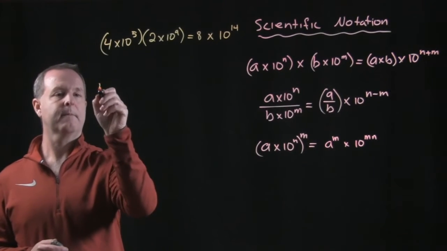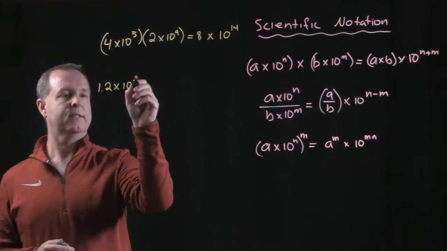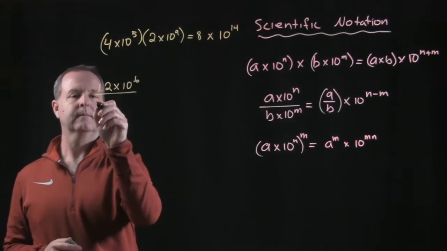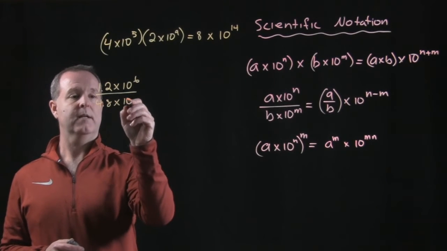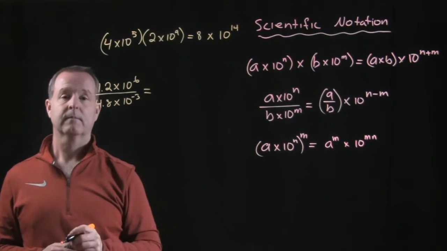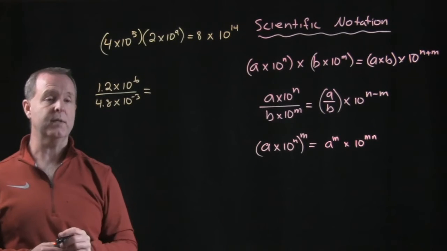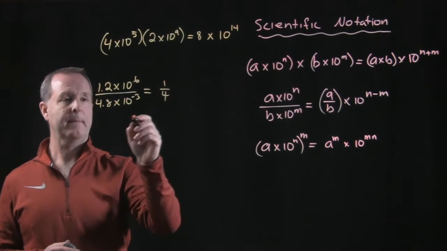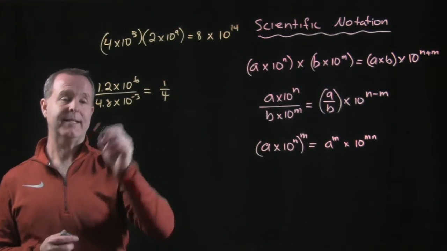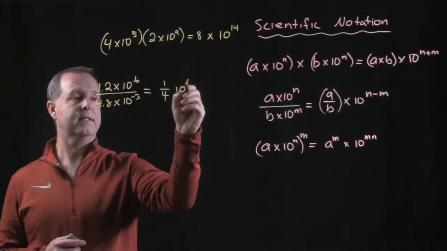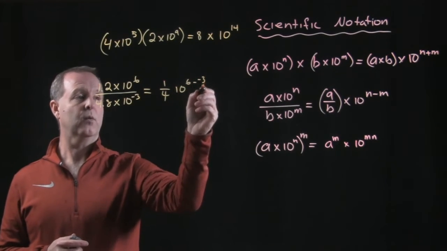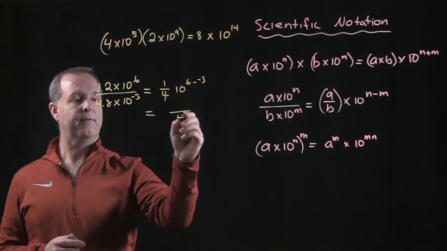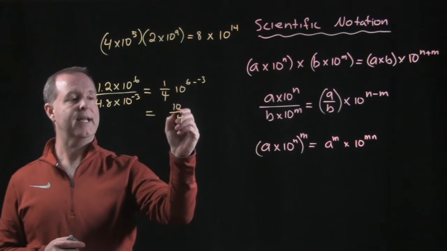1.2 times 10 to the 6th divided by 4.8 times 10 to the negative 3. First of all, we do the 1.2 divided by the 4.8. That produces a 1 over a 4. 10 to the 6th divided by 10 to the 3rd. That makes that 10 to the 6th. Take away the denominator, which is a 3. And to simplify that, that's going to be 4 on the denominator, and on the numerator, I have 10.